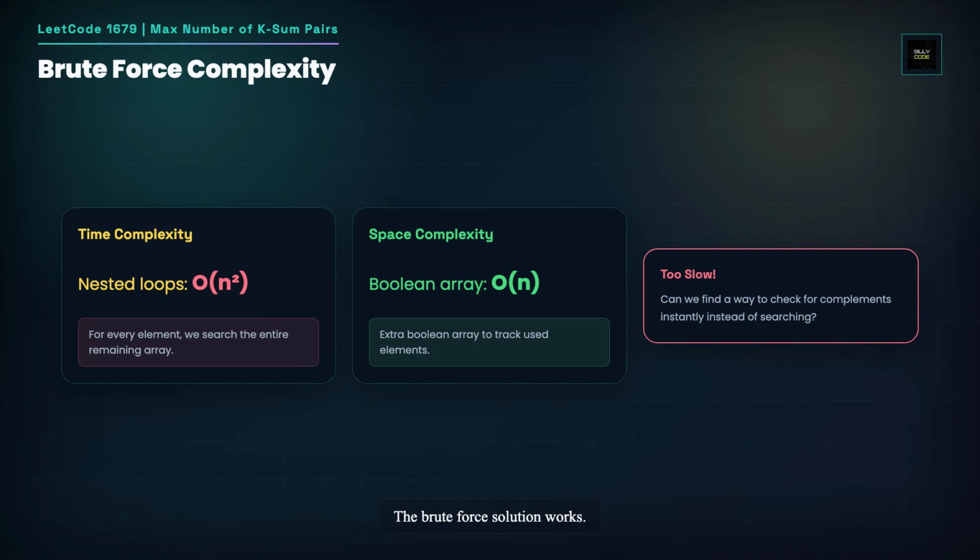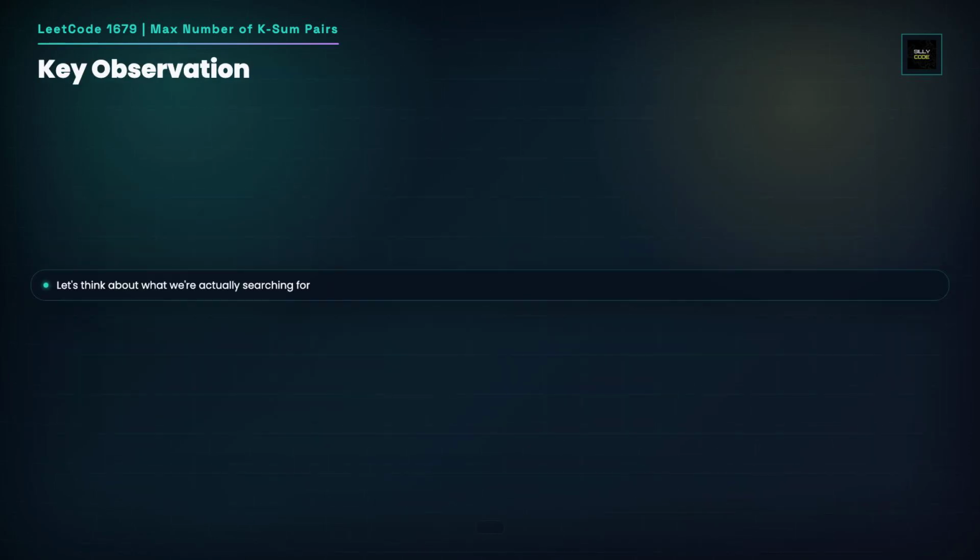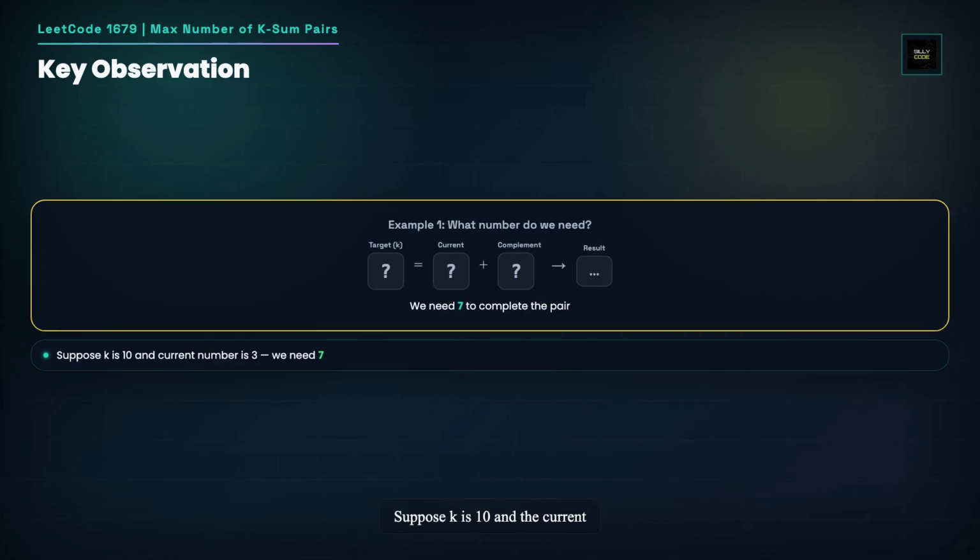The brute force solution works. But checking the remaining array again and again feels unnecessary. After all, we're only searching for one specific value. Can we somehow find that value instantly? That's exactly the question that leads us to the optimal solution. Let's think about what we're actually searching for. Suppose k is 10, and the current number is 3. When we used the brute force approach, we searched almost the entire array.